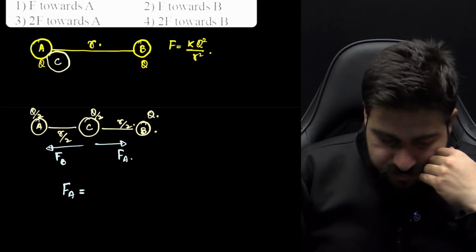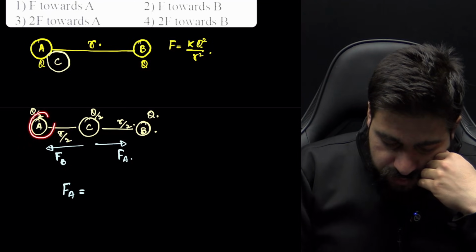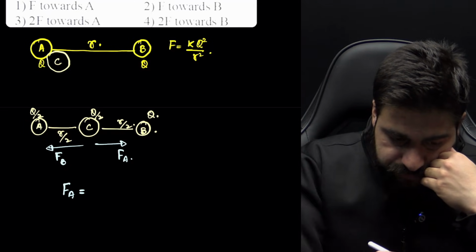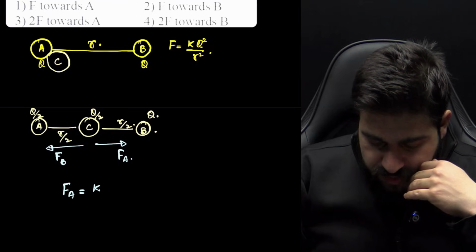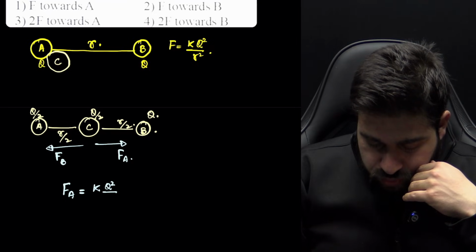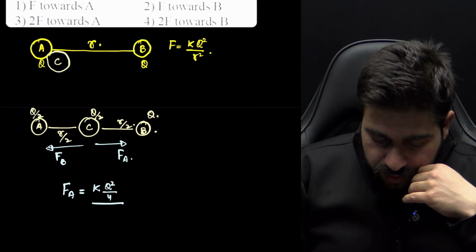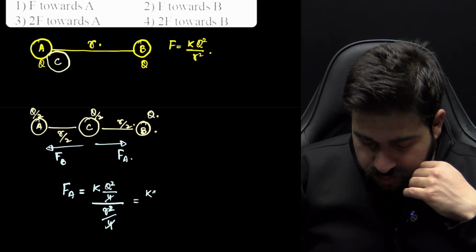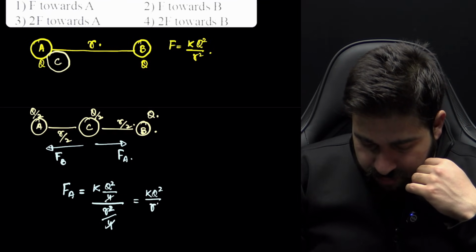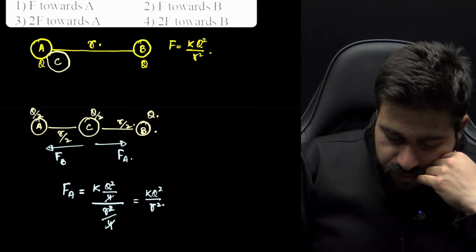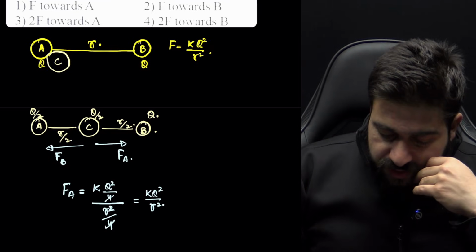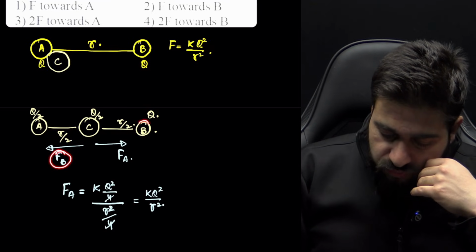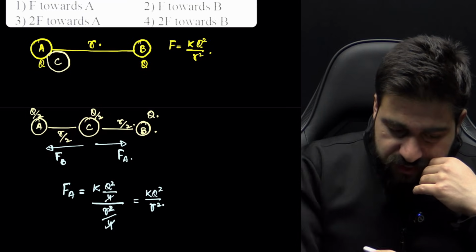You simply say, sir, force due to A will be the force between this and this. That is K, Q by 2 into Q by 2, which means Q square by 4, upon R square by 4. 4 and 4 will cancel. So it will come out to be KQ square divided by R square. Okay.